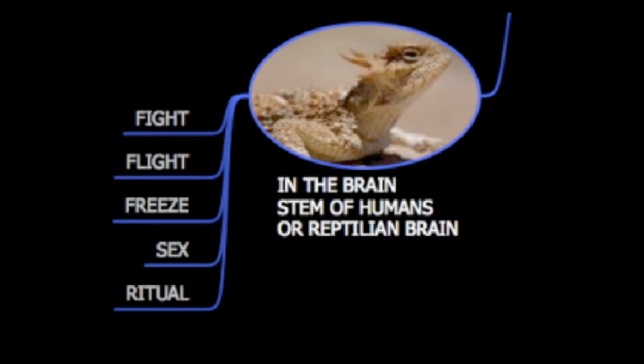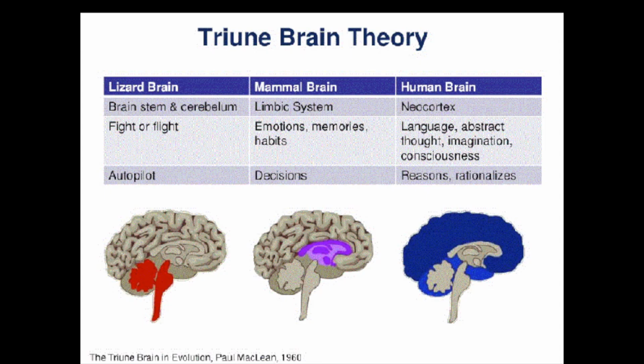If we just focus on the reptilian brain, which means that we have a brain in common with all reptiles on the planet, so in fact we are able to think like a Tyrannosaurus Rex on the most basic level, it's responsible for fight, flight, freeze, sex, and ritual. Here's a more elaborate mapping of the triune brain theory, and you can see the lizard brain section, the brainstem and cerebellum, is fight or flight, it's autopilot.